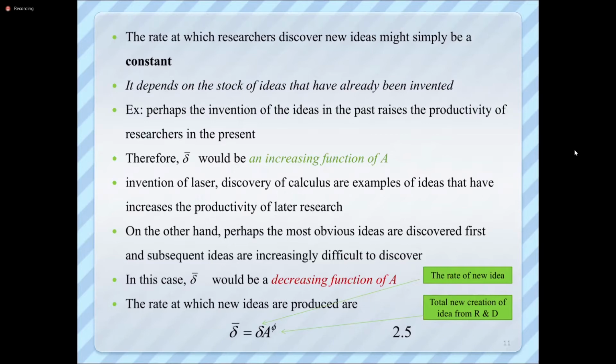Okay, for example, when I ask someone to do assignment, usually what they will come up with is, can I do something on inflation? Can I do something on unemployment? But these are something that has already been vastly researched, right? So therefore, in those cases, we say that delta head would be a decreasing function of A, right?